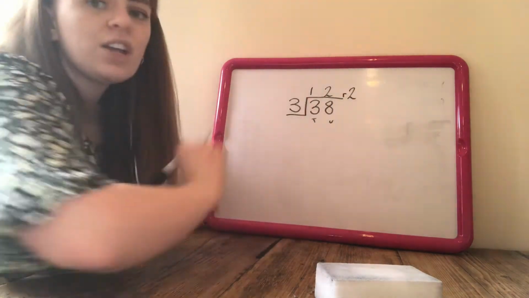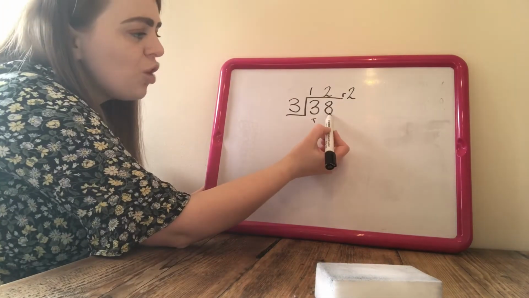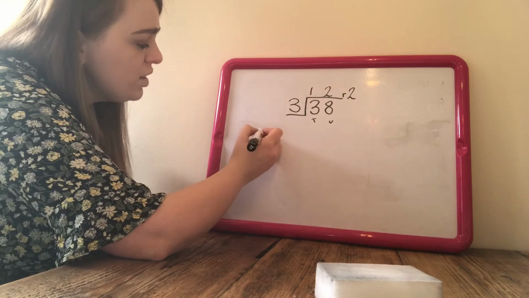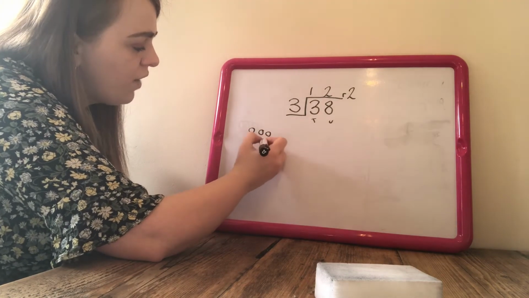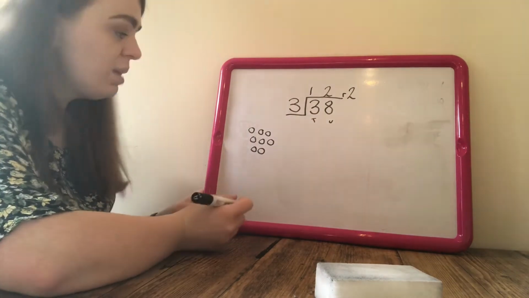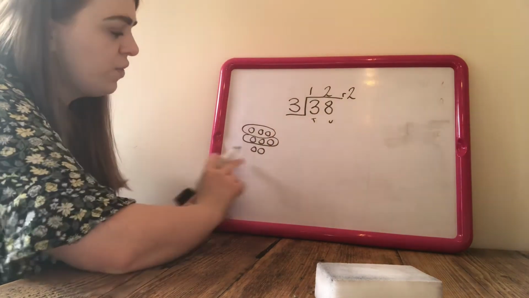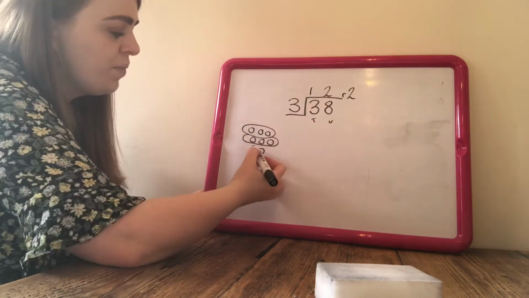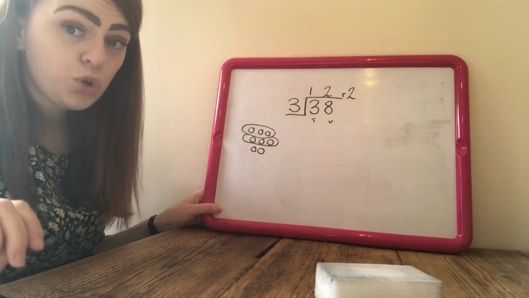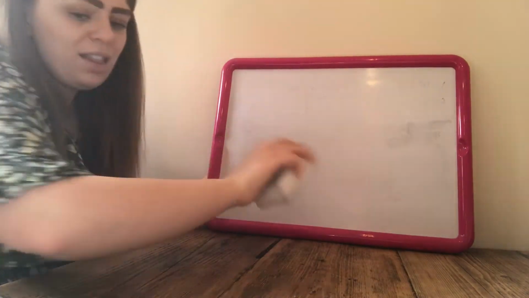Now let's try drawing out this problem using our group strategy. So we're going to draw 8 cookies and split them into groups of 3. 1, 2, 3, 4, 5, 6, 7, 8. Now let's see how many groups of 3 we can make. We've got 1 group of 3, 2 groups of 3, with 2 left over, a remainder of 2. Let's try another problem in the 3 times table.